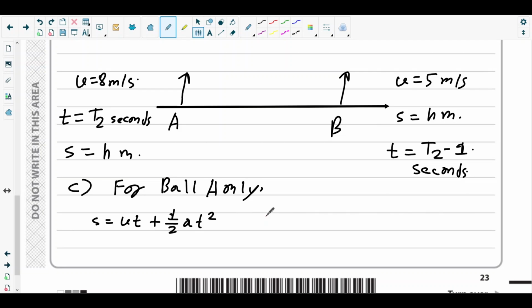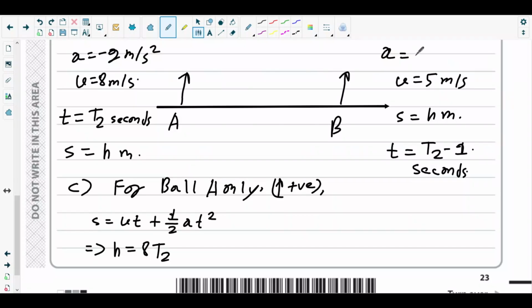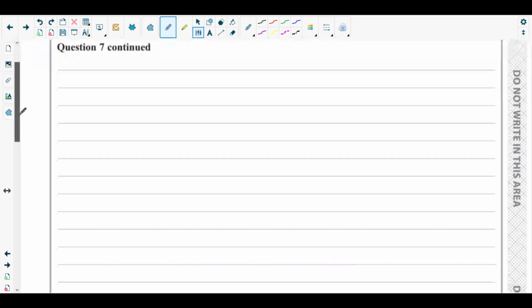So for ball A, what can we write? h equals to, we are taking upward as positive. So h equals ut: initial velocity is 8 times t2, and acceleration is negative g meters per second squared. In both cases, acceleration is negative g meters per second squared. So h equals 8t2 minus half of g t2 squared. This is for ball A only. Next we will consider ball B.